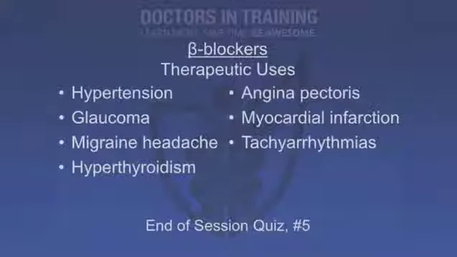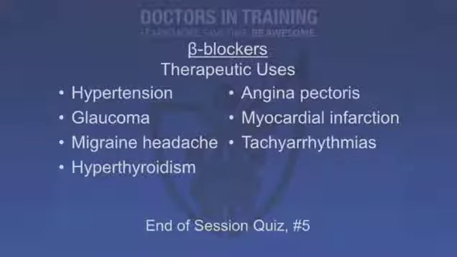So beta blockers are used in lots and lots of different diseases. They can be used to treat hypertension, glaucoma, as we've mentioned. They can be used to treat or prevent migraine headaches. They can be used acutely to manage the symptoms of hyperthyroidism. They don't affect the thyroid, but they affect the symptoms of hyperthyroidism. They can be used to treat angina, and they're used in post-myocardial infarction patients because they reduce morbidity and mortality.